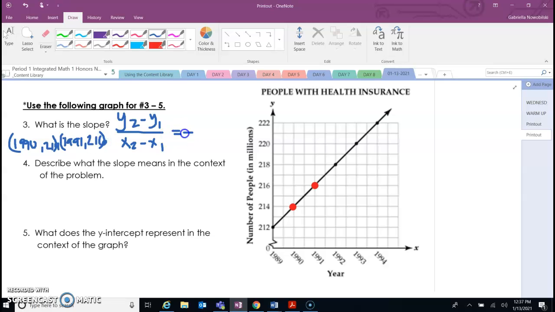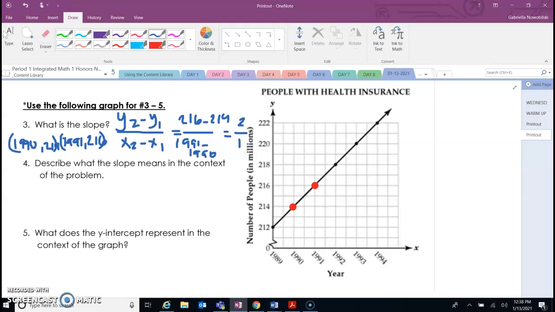Okay, so on the top I'm subtracting my y's, which is the number of people in millions. So I have 216 minus 214. On the bottom I'm subtracting my x's, which is 1991 minus 1990. Okay, that will give you a 2 over 1. So that is your slope.